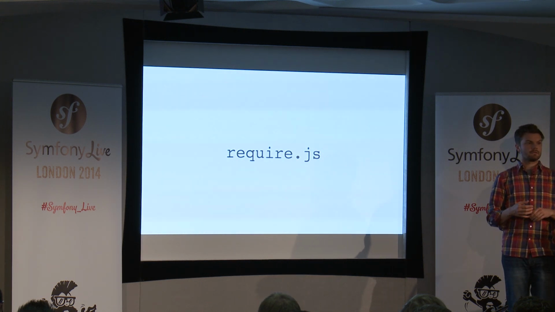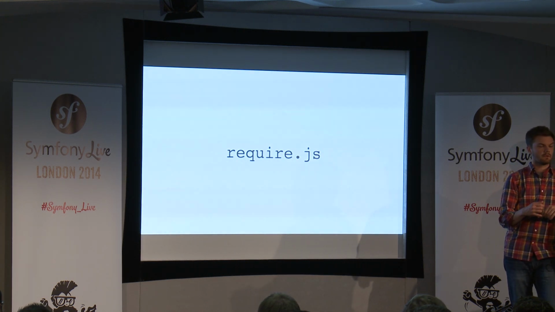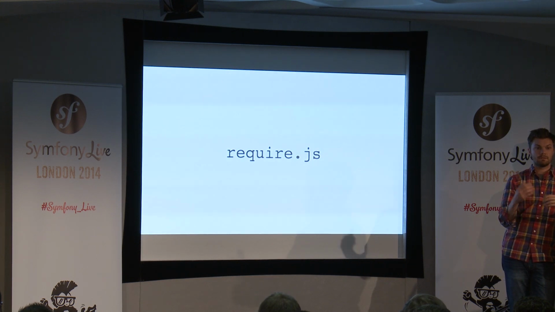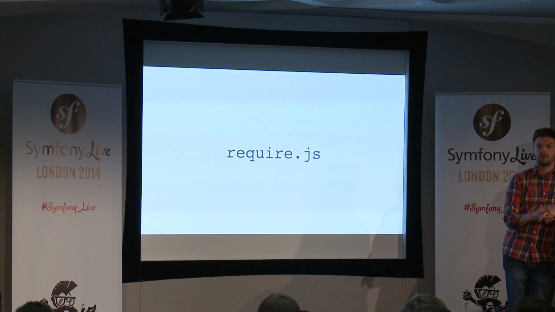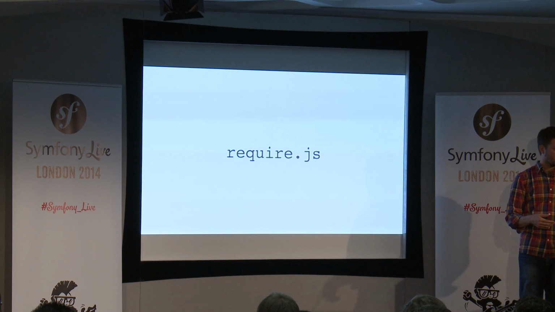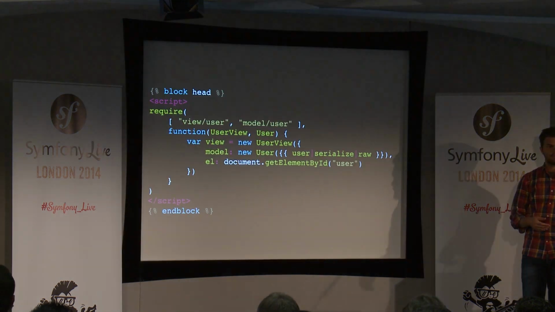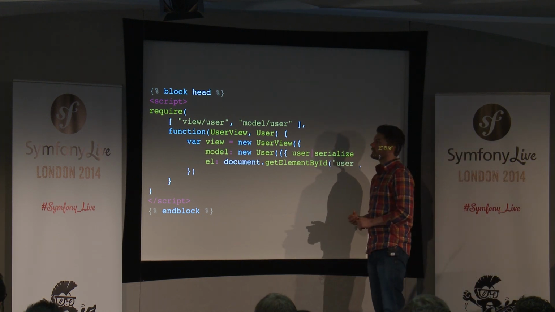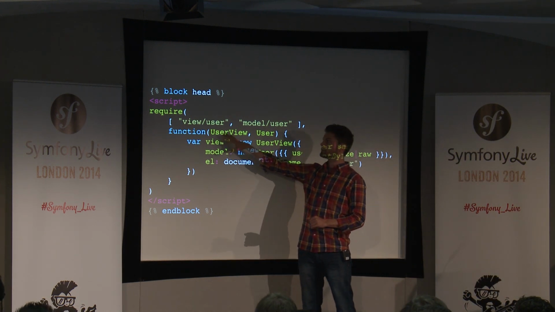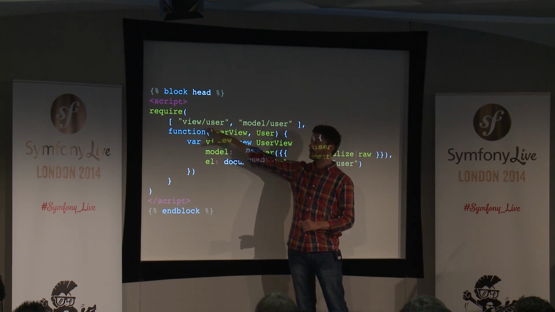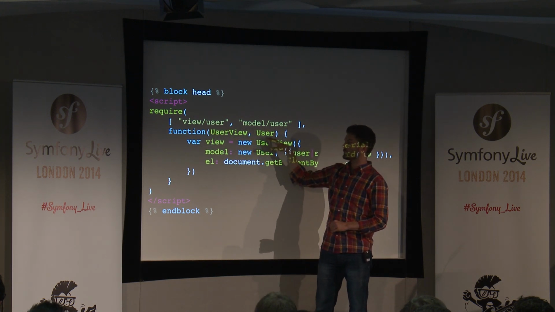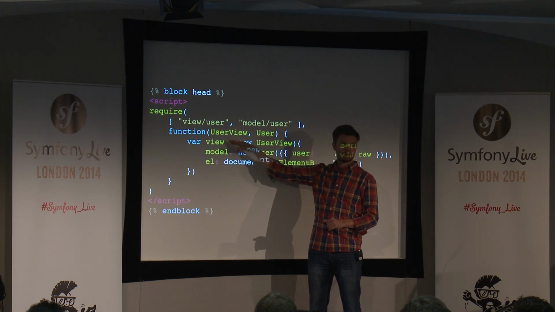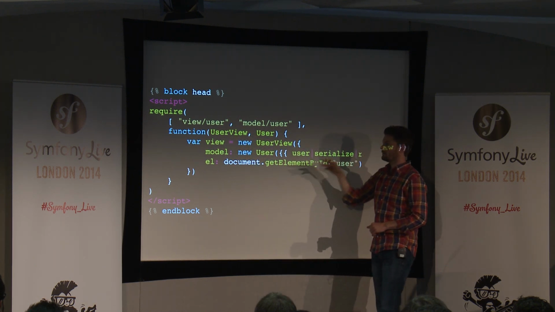I want to draw your attention to Require.js. It's typically referred to as a loader inside of the JavaScript world. I look at it more as a dependency injection solution. It's very similar to what we do in PHP with the Symfony service container. You can define a module here and require the user view and then the user model. And these will both be injected into this closure, and then you can do what you need to do.